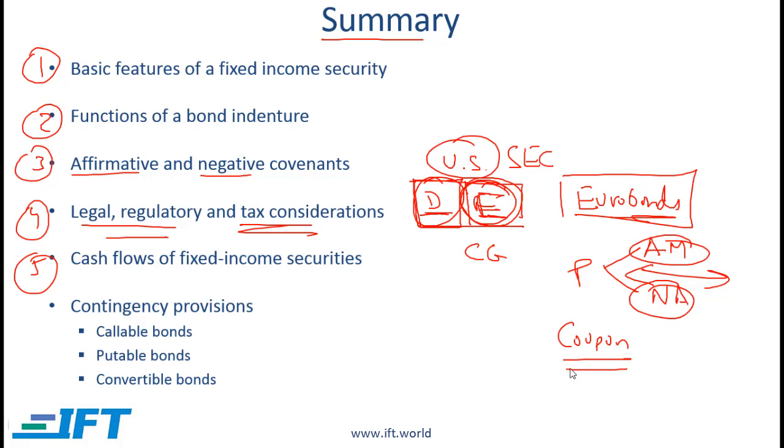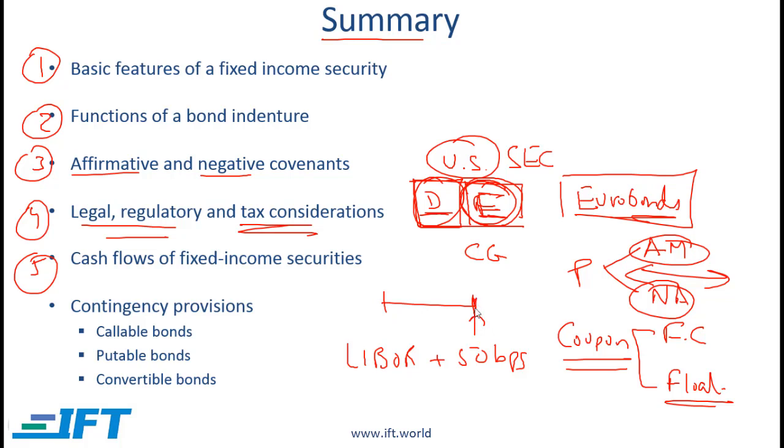With coupons, there are several different categories, but the two most important types are fixed coupon and floating rate. With fixed coupon, the coupon rate is fixed, whereas with floating rate bonds, the coupon payment is based on some rate such as LIBOR, and often there is a spread above LIBOR. So if the floating rate is LIBOR plus 50 basis points, this means that the payment at the end of a period is equal to LIBOR at the start of the period plus 0.5%.